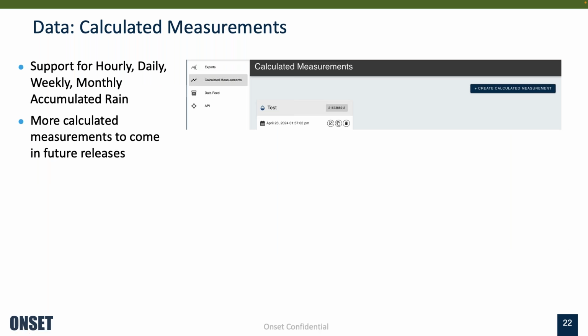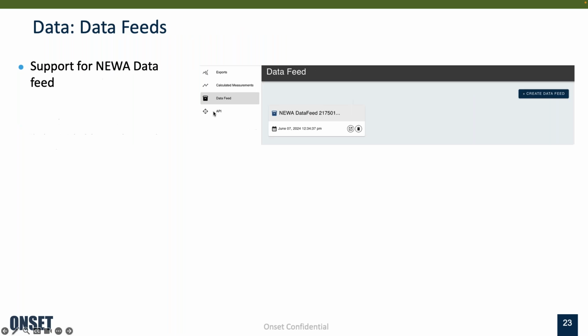Moving down the data subsections, we have support for accumulated rain in next-gen HOBOlink, and that's going to give you some options for hourly, daily, weekly, and monthly accumulated rain. It's a quick create calculated measurements process where you tell us an input channel, and then you'll see an entry for each calculated measurement option that you've set up. And you can also quickly hop over to the associated device using this button on the tile. And just as a note, we do have plans to add more calculated measurements in future releases, but accumulated rain is what we have support for in the first version.